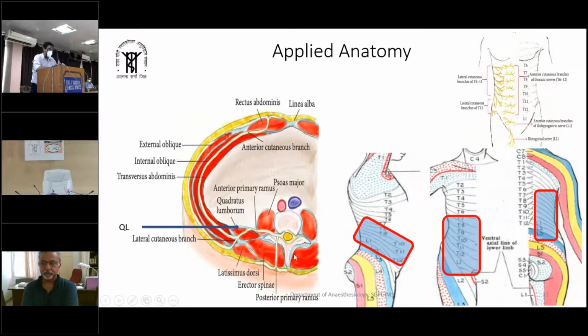There is sparing of the posterior region. However, the spread is greater. Like I said, there is less potential space, and hence the spread is greater. It is said to give analgesia from T6 to L2.